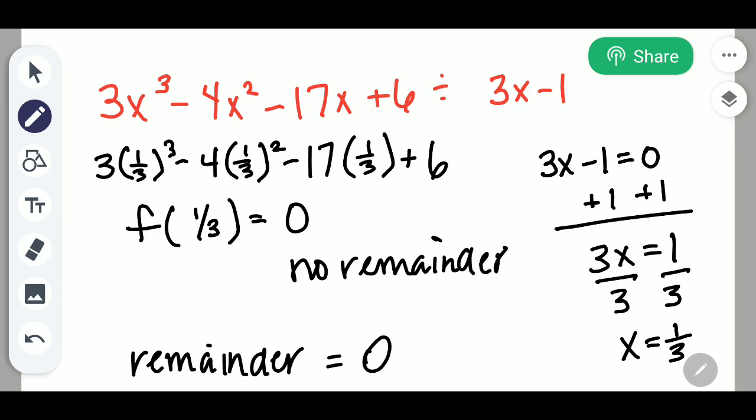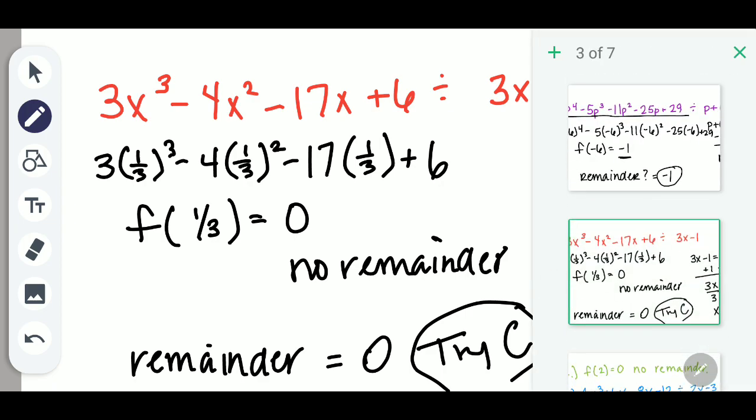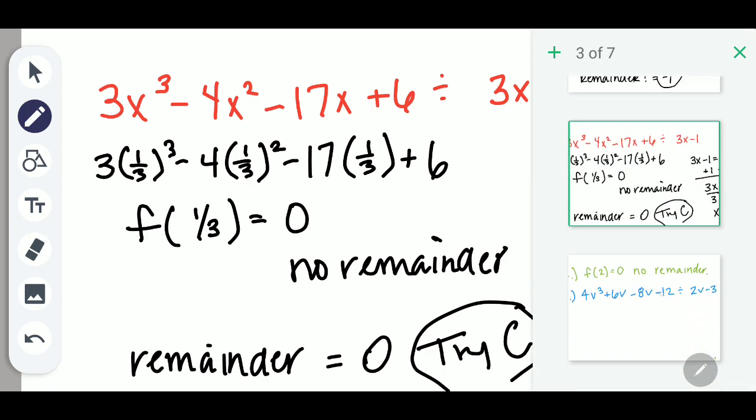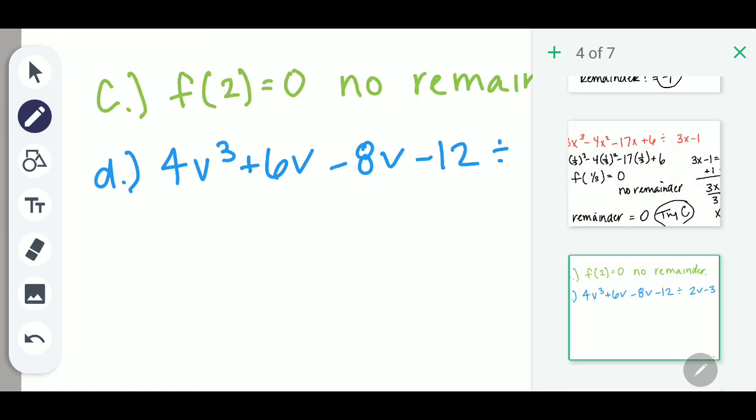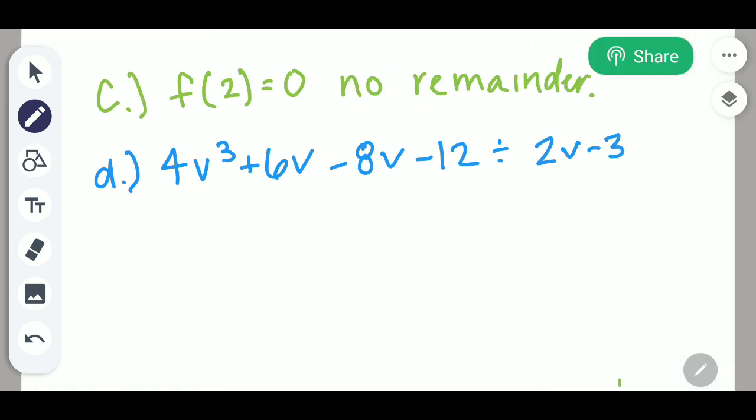Okay? So now pause for a minute and try C. So try to do C on your paper and see if you can figure it out. I'll give you just a few minutes to work on that. Pause if you need to. Alright, so if you plug in 2, because when you set y minus 2 equal to 0, you should get y equals positive 2. If you plug 2 into the function, you should get 0. So for C, you should have no remainder. If you're not able to do that yet by yourself, then raise your hand and I'll come around and help you out. Alright, let's look at D.